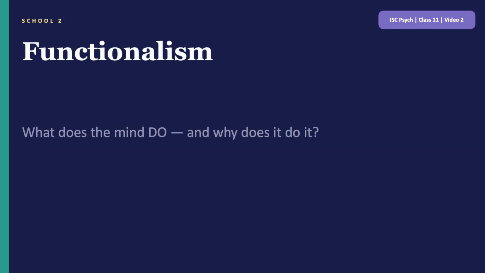While structuralism was asking, what is the mind made of? Functionalism asked a completely different question. What does the mind do, and why does it do it? The functionalists were not interested in breaking the mind into elements. They were interested in understanding how mental processes help us adapt to our environment. In other words, what is the function of thinking, feeling, and perceiving?